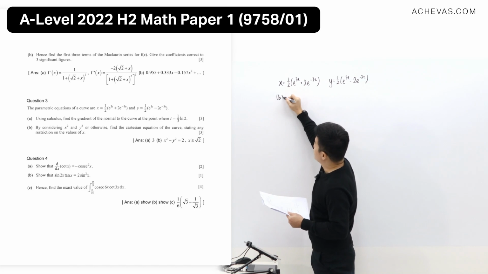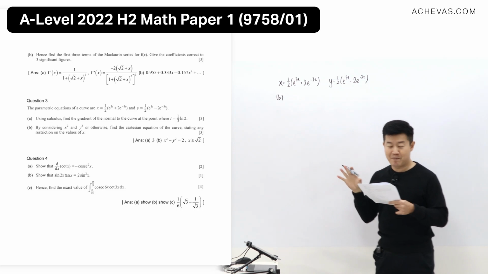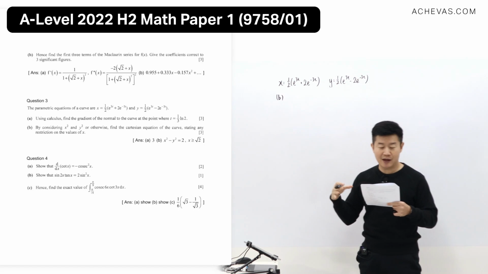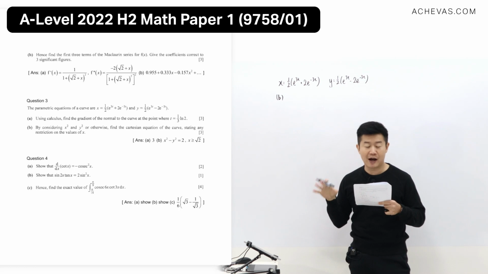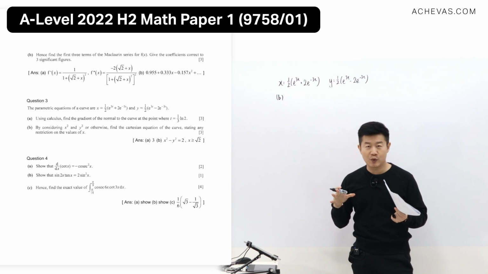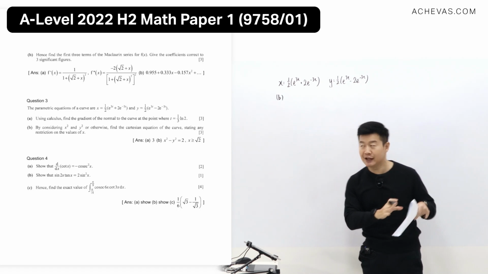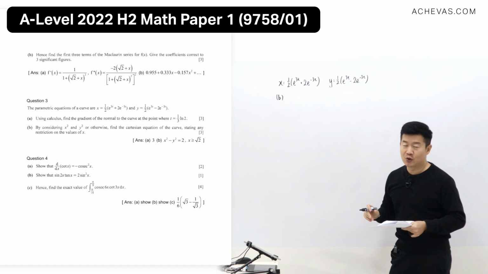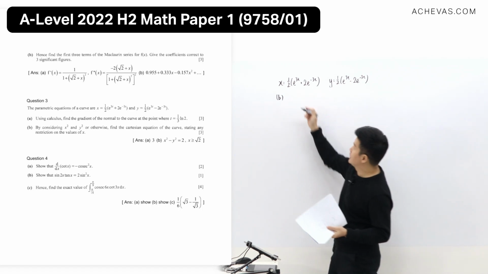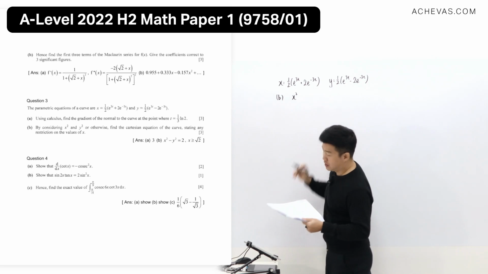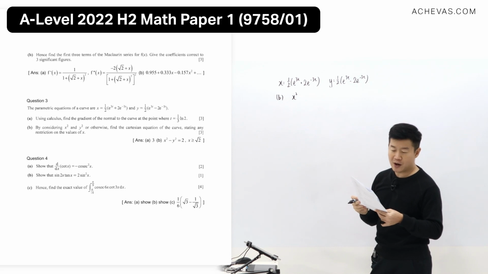Part B, the question actually is giving us a bit of help. By considering x squared and y squared or otherwise, we are supposed to find the Cartesian equation of the curve. So the Cartesian equation will definitely involve x and y, but exclude t. So the hint, we are going to try to make use of it. We are supposed to look at x squared and y squared, okay?